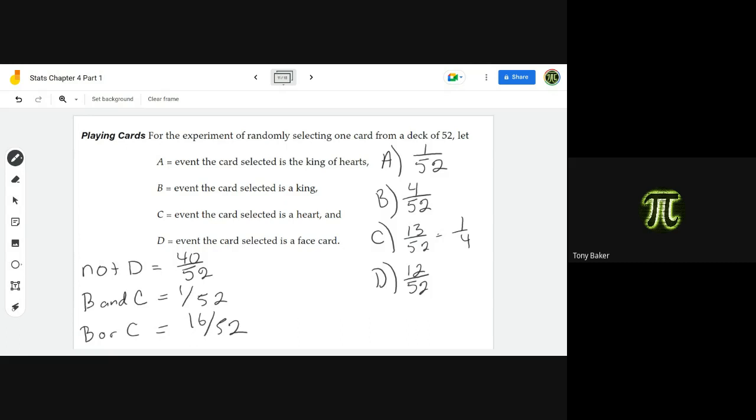All right. What was the other one? C and D. So the answer is 16 out of 52. Oh, sorry. No, you're fine. But yeah, that's the difference between mutually exclusive and not mutually exclusive.